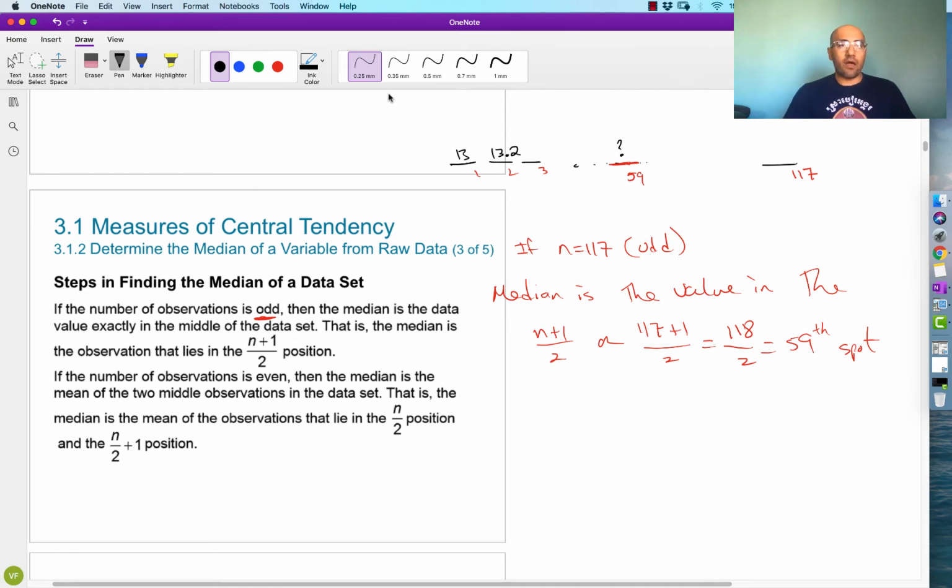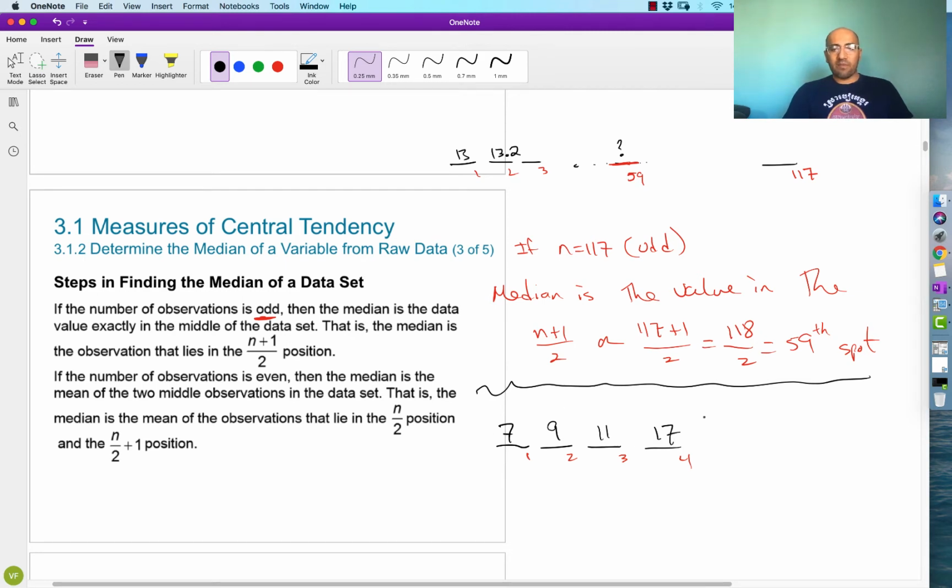But what if we don't have an odd number of entries? What if we have an even number of entries? So for example, let's say we have 4 numbers. 1, 2, 3, 4, an even number. It's a small list, so let's make some stuff up. Let's say that this is 7, 9, 11, and 17.